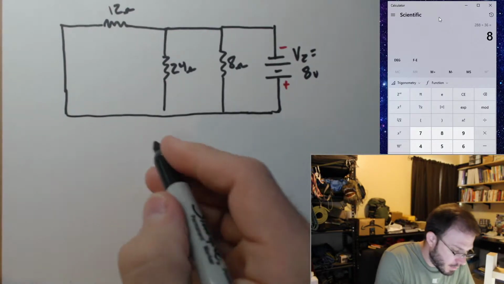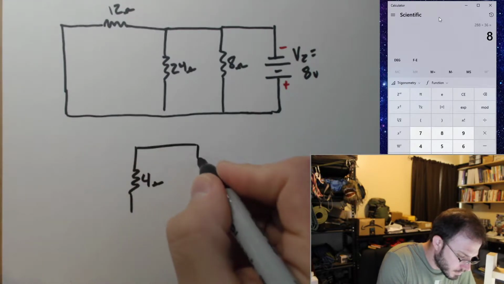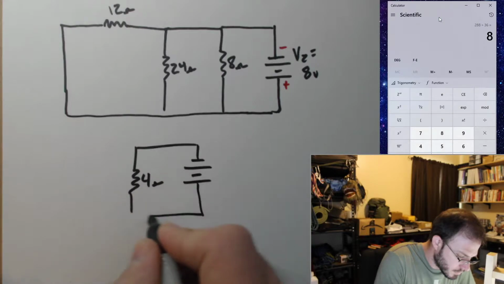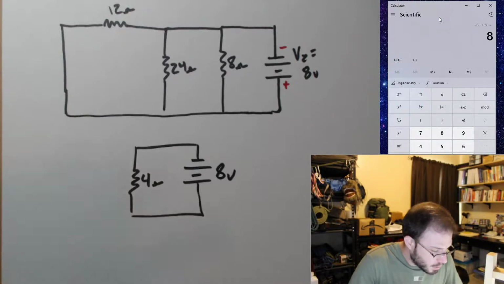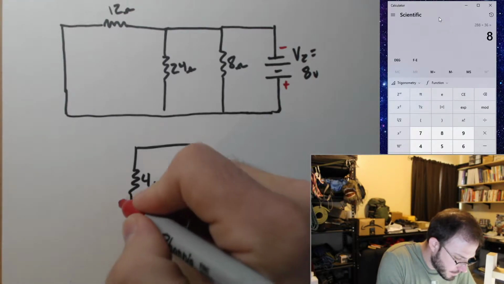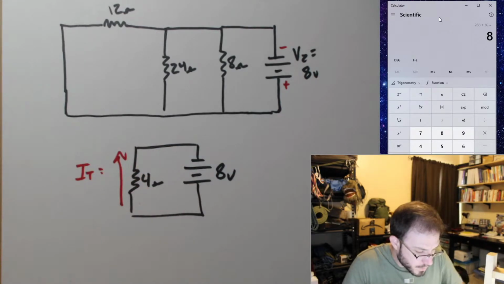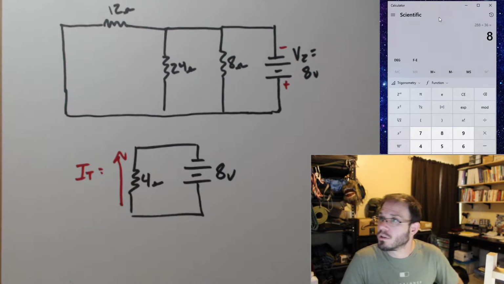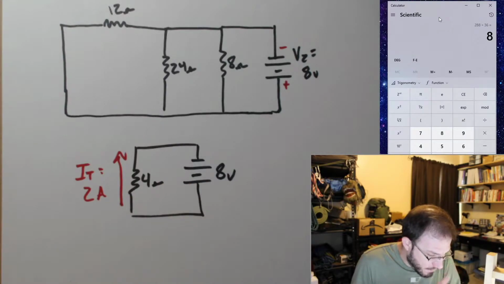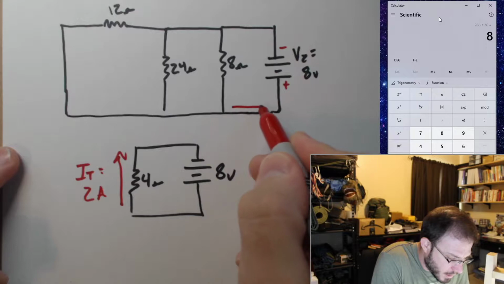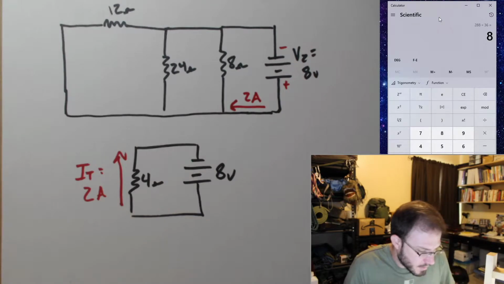So this entire circuit reduces to 8 volts applied to 4 ohms. So the total current for this circuit equals 2 amps, right? Ohm's law, 8 volts divided by 4 ohms gives us 2 amps. Okay, so we know we have 2 amps in our original circuit going this way.